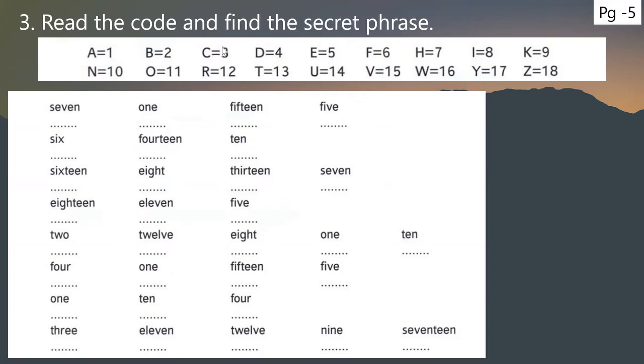So look at number 7. What letter can you see? You can see H. Yes. And how about number 1? Number 1 is E. And 15 is V. And 5 is E. Yes. So you have to write down HAVE. Then 6, 14, 10: number 6, 5 is F, 14, you have fun. Okay, so keep writing.